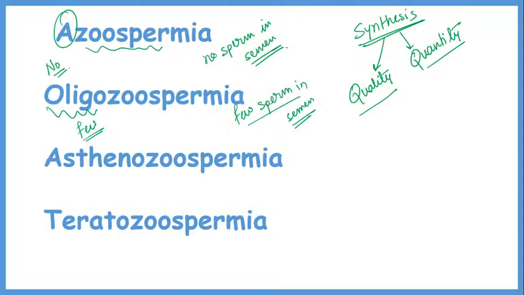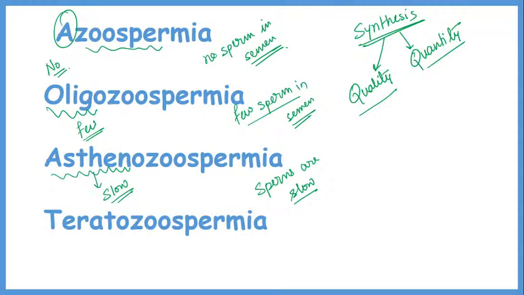Then we have asthenozoospermia. Asthenia means slow. So the sperms are slow. They are so slow, they will never be able to reach the ovum in the ampulla of the fallopian tubule, right? They are very slow.